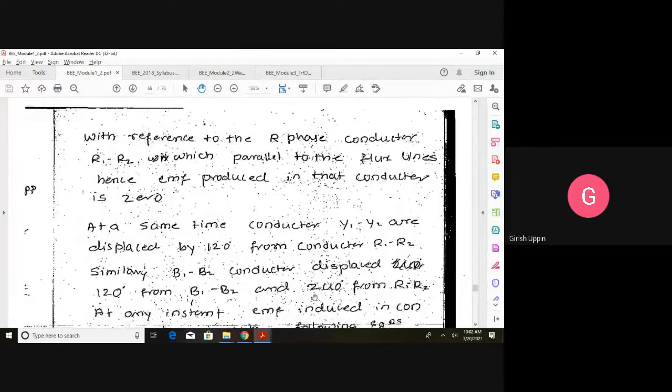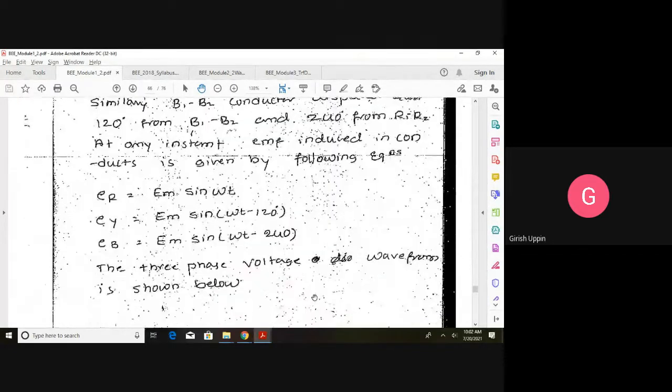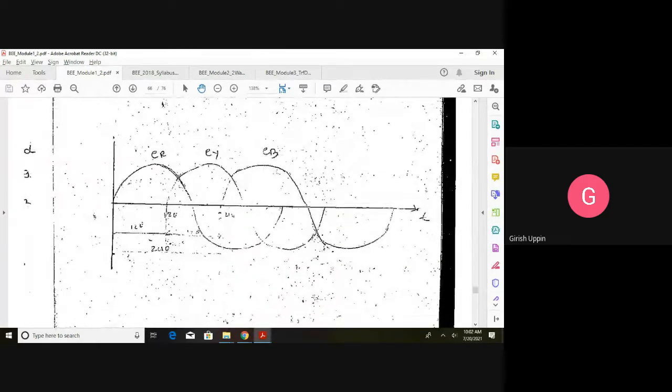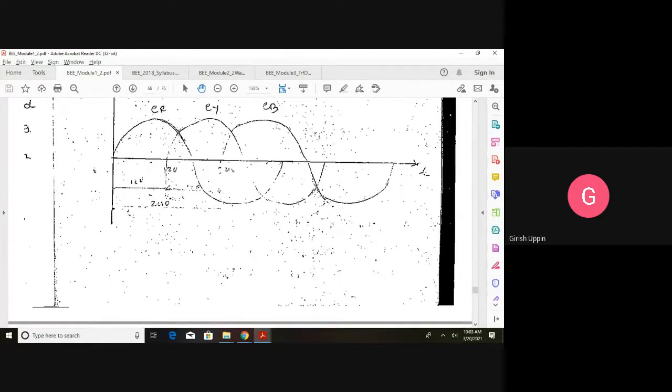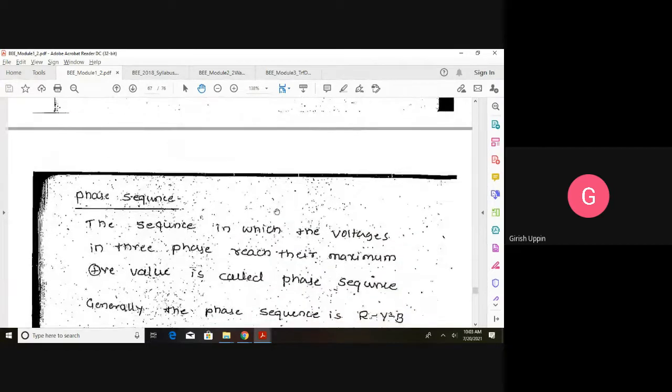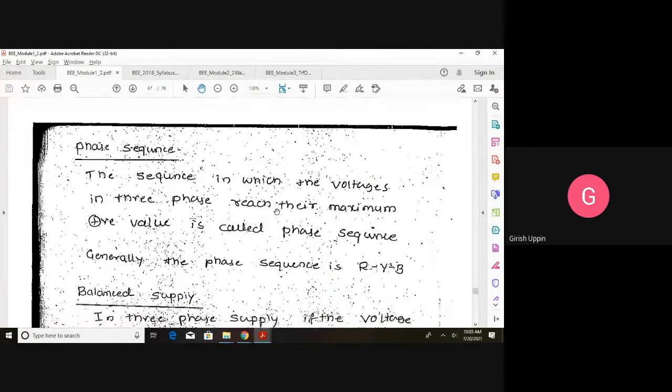And after that you have to write the equation, and you have to draw the waveform, and then lastly you have to draw the phasor diagram. For the phasor diagram, you can take ER as the reference, 120 degree EY and 240 degree EB. That way, you can easily write that particular phasor diagram.